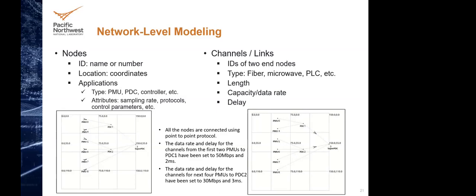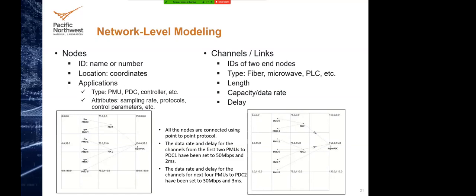And then when it comes to a channel, we have to define the two IDs which this channel is connected to, and then which type of connection it is, whether it's a fiber or microwave or power line communication. And then what is the length of each channel, what is the capacity or data rate, and how much delay it can have. So all these things we have to define in the NS3 modeling.